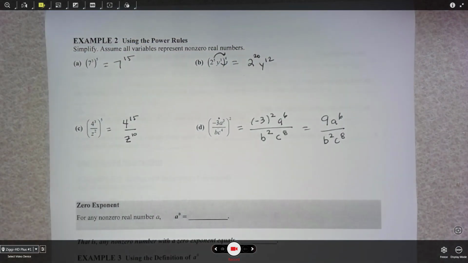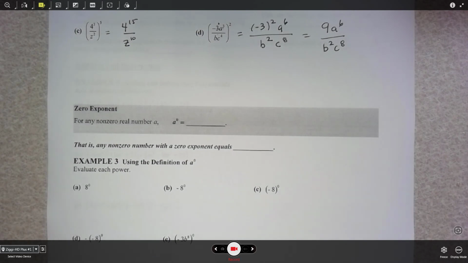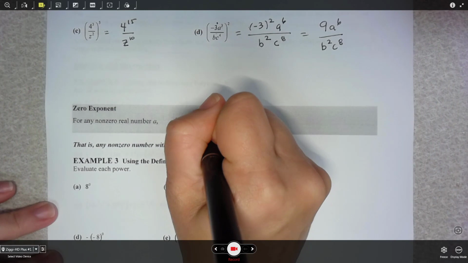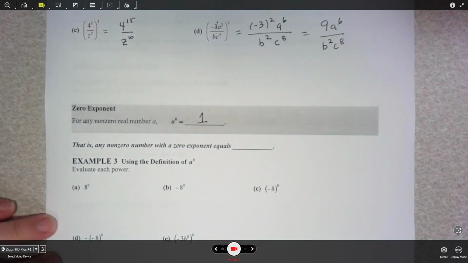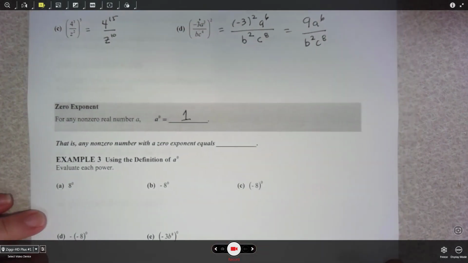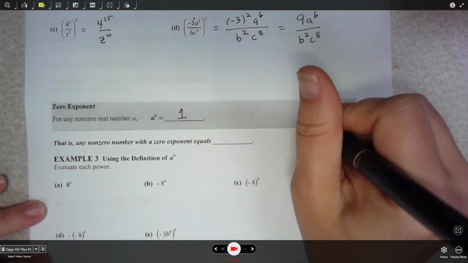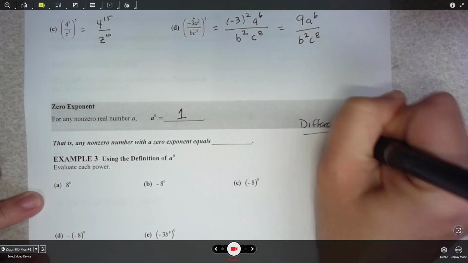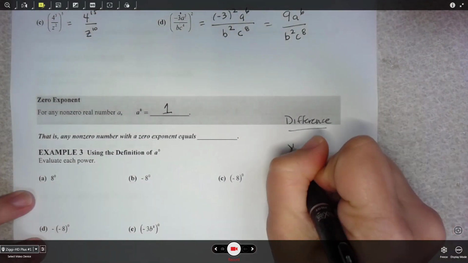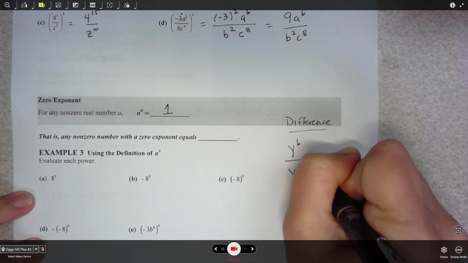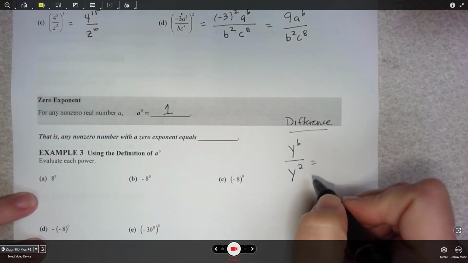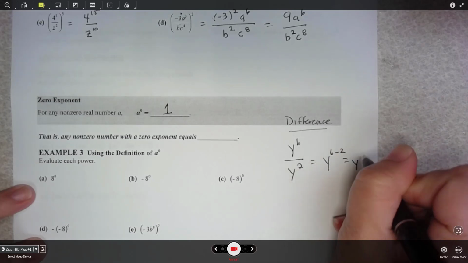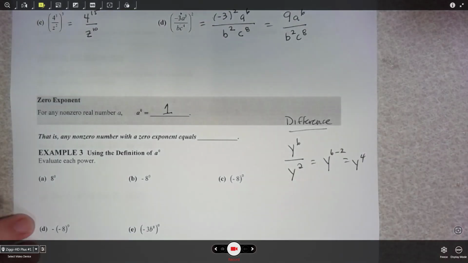Right, the last rule I want to mention is the 0 exponent rule, and it just says if I have a base raised to the 0 power, that always equals 1. Alright, and that comes from another rule known as the difference rule, which says if I have like bases that are being divided, I'm going to subtract. And so if I say 6 minus 2, I would get y to the 4th. That's how the difference rule works.